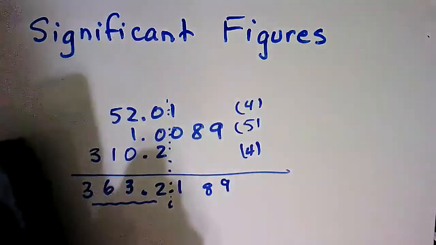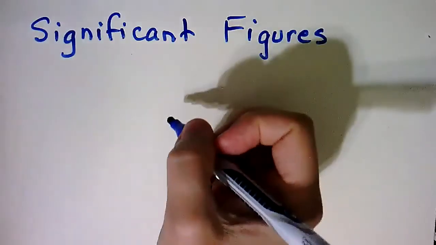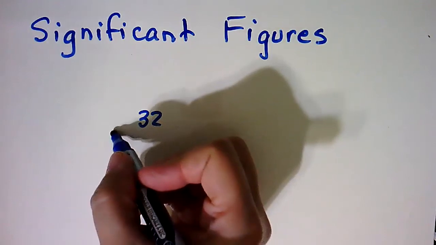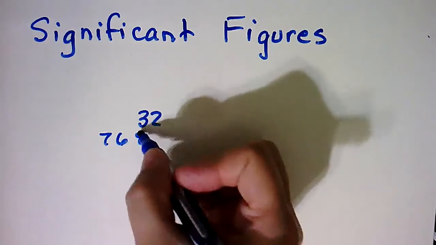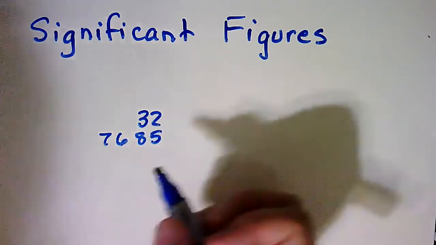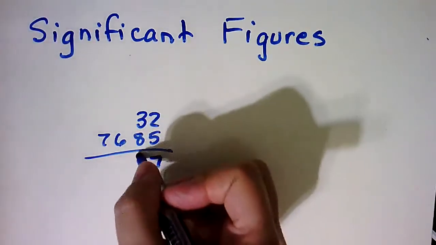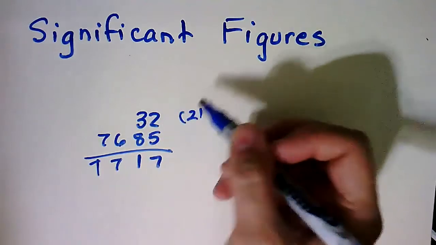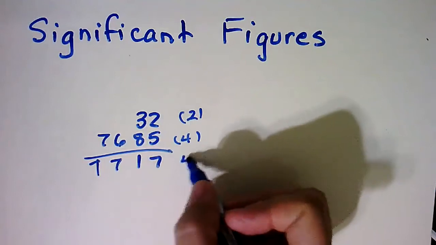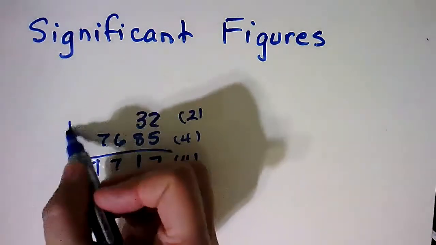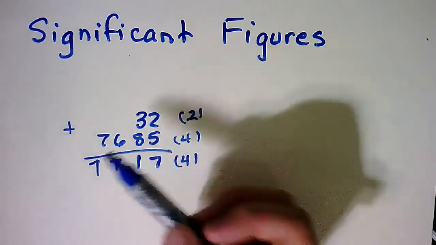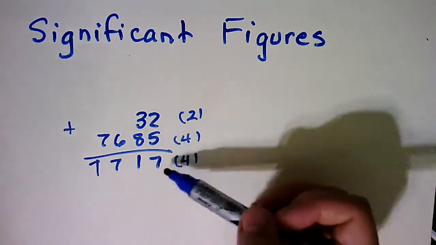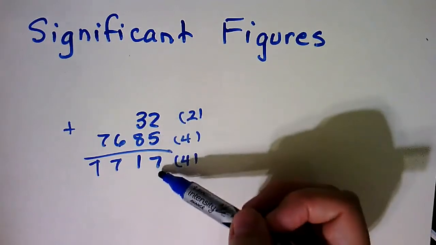So is it possible through adding to increase the number of significant figures? Well, yeah, sure. Suppose we were adding 32 to 7,685. We'll do it like that. Okay, so we add these two numbers up. And this number here has only two significant figures. This has 4, but our final answer has 4 significant figures. And that makes perfect sense in addition, because 32 is measured to the nearest ones place. 7,685 is measured to the nearest ones place. So our final answer, 7,717, is also measured, or calculated, I should say, to the nearest ones place.